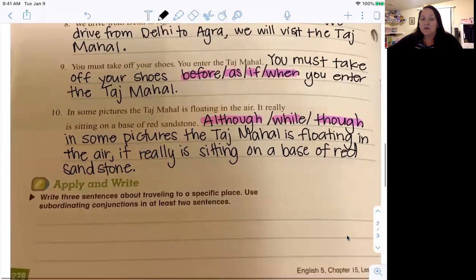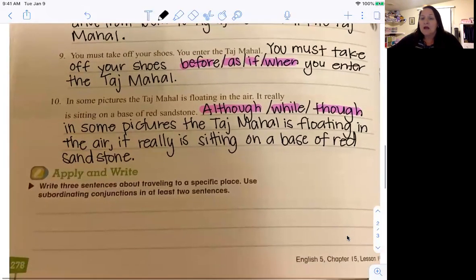So remember, with your apply and write, I wanted you guys to use your imagination. Try to write sentences. I could say, although it is fun to travel to the mountains, comma, I prefer to go to the beach. Now, is that a sentence with a subordinating conjunction? Sure is, the word although.